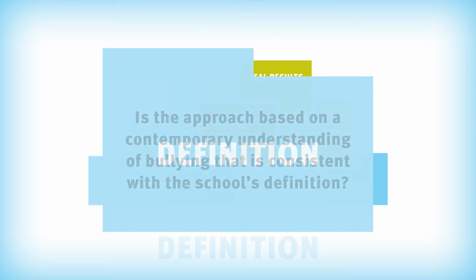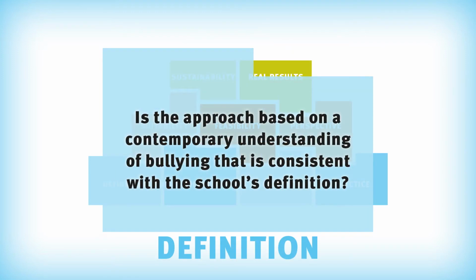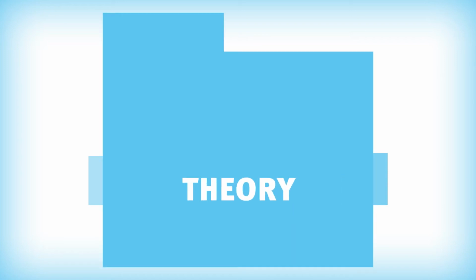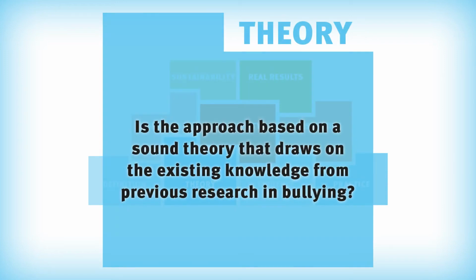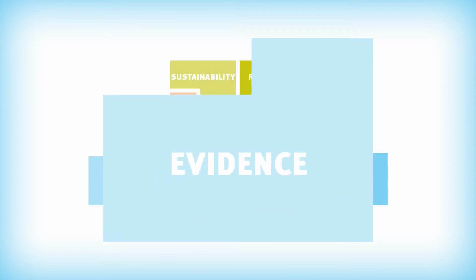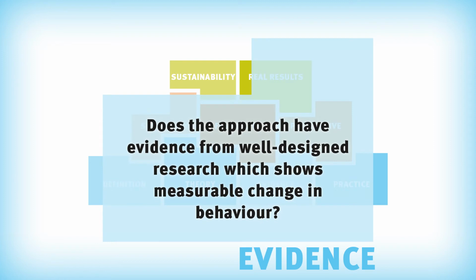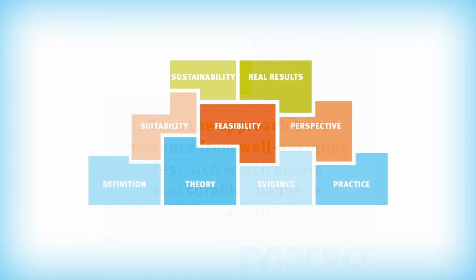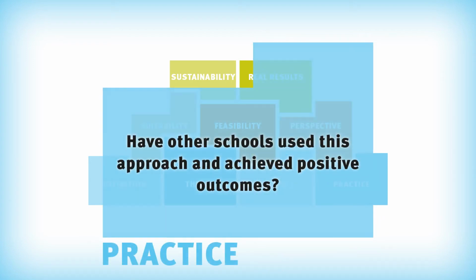Definition. Is the approach based on a contemporary understanding of bullying that is consistent with the school's definition? Theory. Is the approach based on a sound theory that draws on the existing knowledge from previous research in bullying? Evidence. Does the approach have evidence from well-designed research which shows measurable change in behaviour? Practice. Have other schools used this approach and achieved positive outcomes?